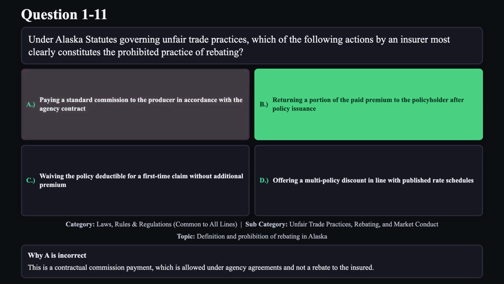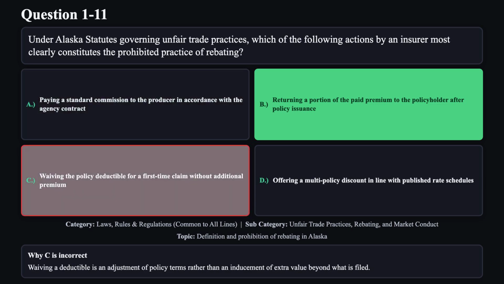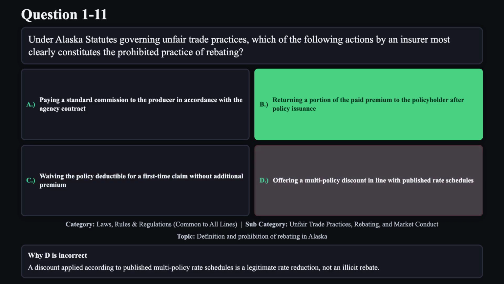Reason A is not correct. This is a contractual commission payment, which is allowed under agency agreements and not a rebate to the insured. Reason C is not correct. Waiving a deductible is an adjustment of policy terms rather than an inducement of extra value beyond what is filed. Reason D is not correct. A discount applied according to published multi-policy rate schedules is a legitimate rate reduction, not an illicit rebate.